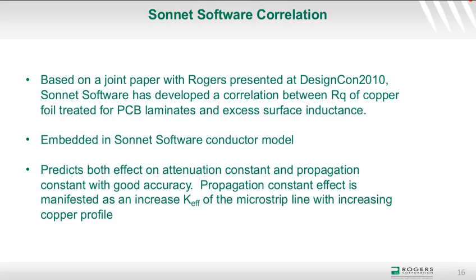Another correlation is from Sonnet Software. It's based on a joint paper with Rogers, presented at DesignCon in 2010. Based on that work, Sonnet Software has developed a correlation between the RMS roughness of copper foil treated for PCB laminates and excess surface inductance. This is embedded in the Sonnet software conductor model, so I don't really understand exactly how it works. However, I can tell phenomenologically that it predicts both the effect on attenuation constant and propagation constant with good accuracy. The propagation constant effect is manifested as an increase in the apparent, or effective, dielectric constant of the microstrip line with increasing copper profile.